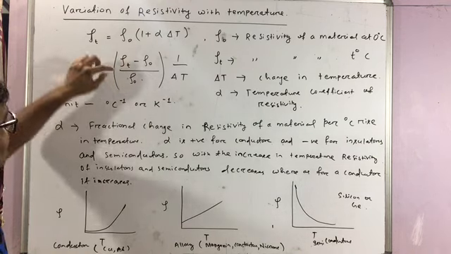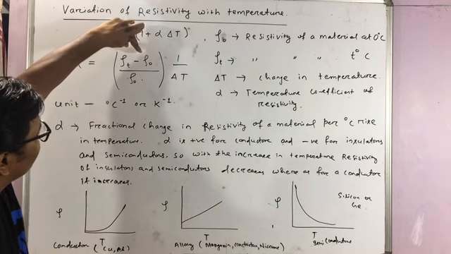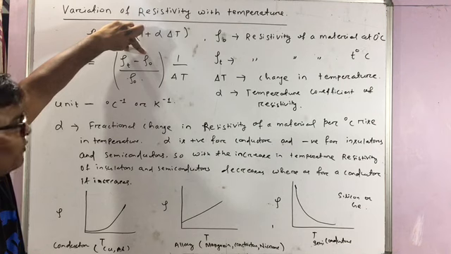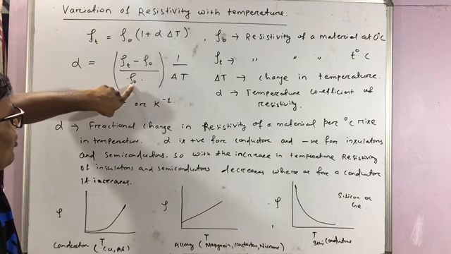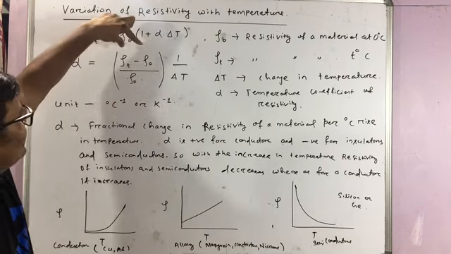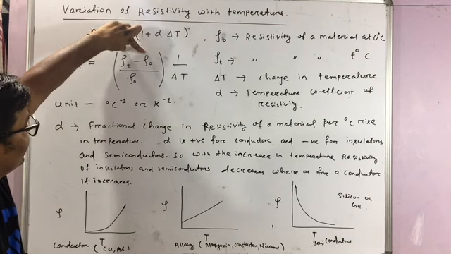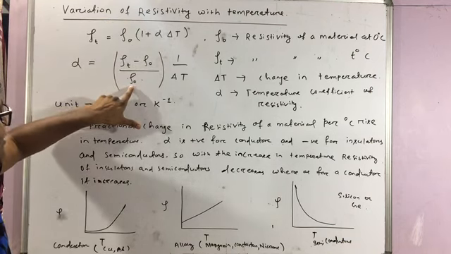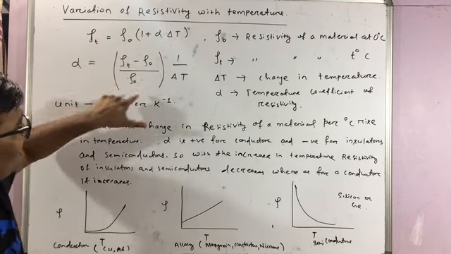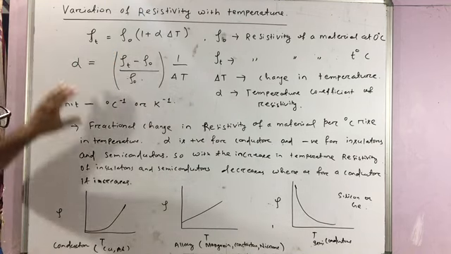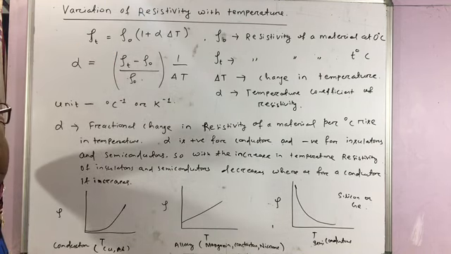See, what is this quantity? Rho T minus rho 0 is nothing but the change in resistivity of a material, and rho 0 is the original resistivity. So the ratio of change in resistivity to original resistivity is this quantity. Clear? So let us define this alpha.